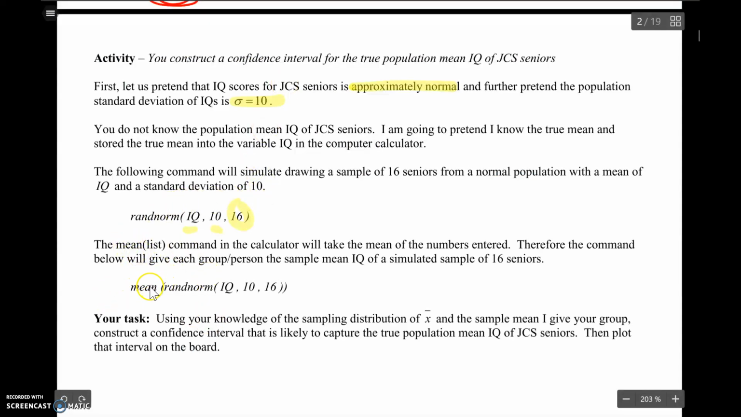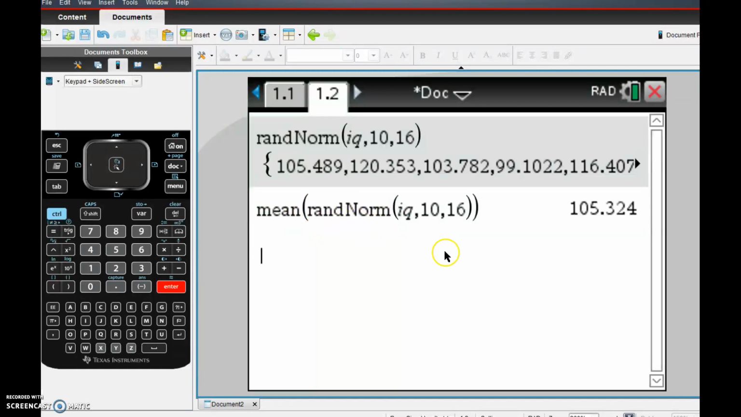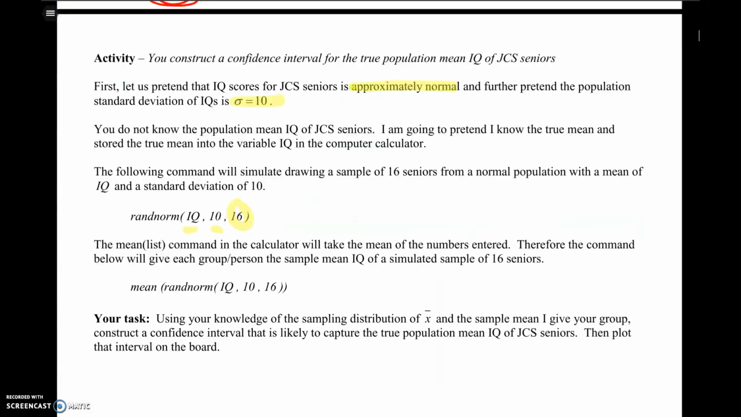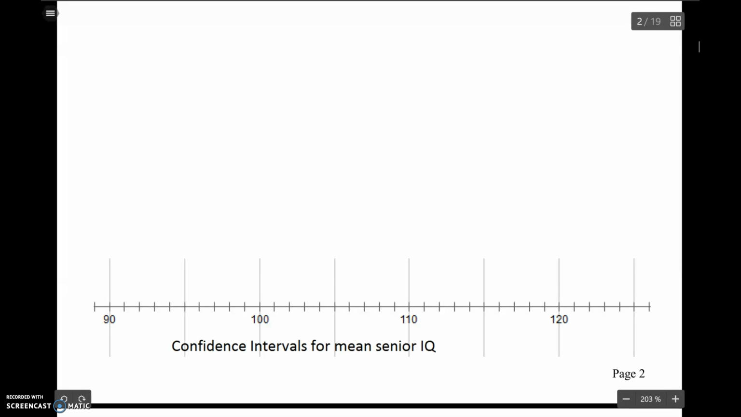Now if we use the mean command, it'll calculate the average of that list. I can embed the sample inside the mean and it'll give me my average. So I'm going to go up here, grab this, and then type the mean. What this will do is generate a sample of 16 and then calculate the average. I hit it once, I get 105.3. We didn't do it like this in class, but I'm going to do it here. I'm going to plot that 105.3 right here.